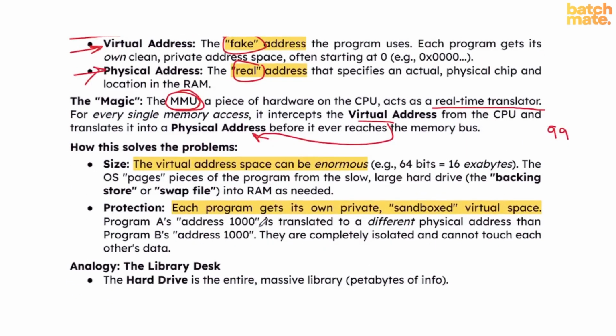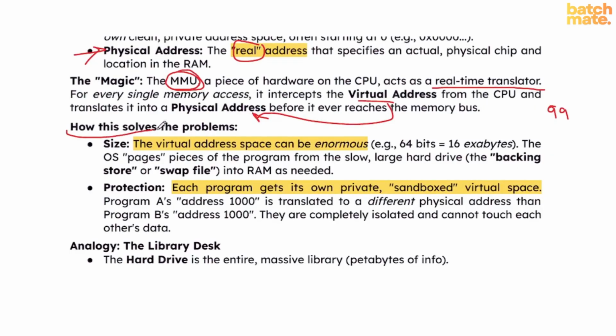So, how does this translation trick actually solve those problems we talked about? First, the size solution. Because the addresses are fake, they can be huge. On a 64-bit system, your virtual address space is 16 exabytes. That is nearly infinite. The operating system keeps your massive program on the slow hard drive. We call this the backing store or swap file. It only brings the tiny pieces you need right now into RAM. You get the size of the disk with the speed of RAM.